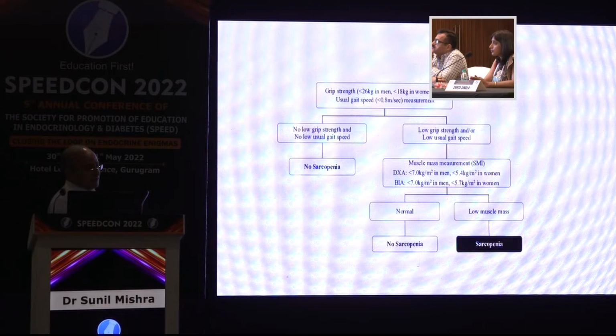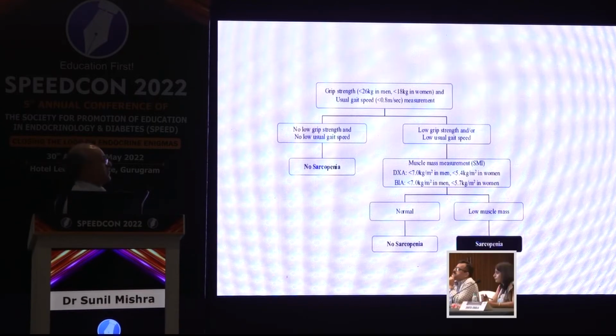Now the question arises, and I direct this question to Dr. Rajiv. What is the relevance of sarcopenia in people with diabetes? We know that Indians have less muscle mass, so how do you relate it with other complications and how to address it?